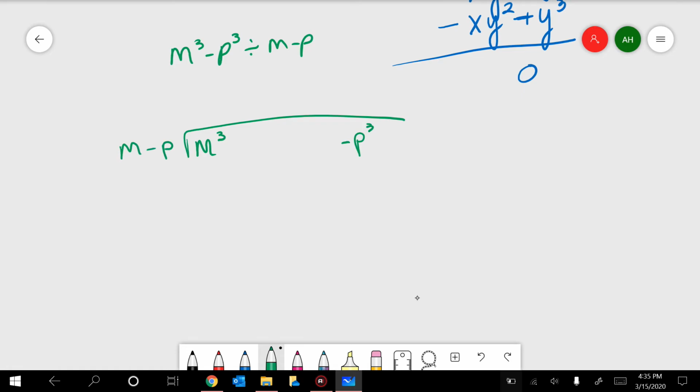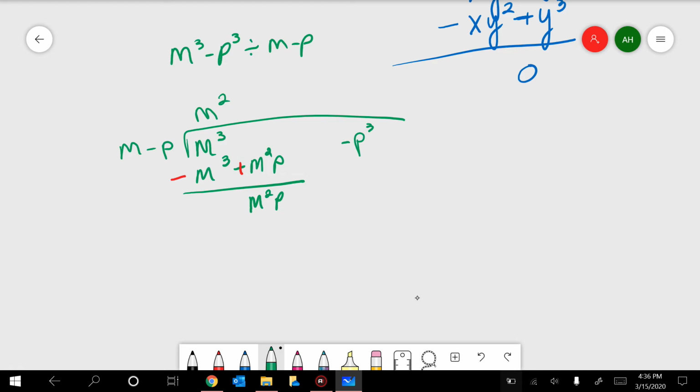M times what is m cubed? M times m squared. When I multiply those two, this is m cubed, and now this is going to be minus m squared p. These two are the same sign right now, but I'm going to go ahead and subtract them. So this is a negative and this will now become a positive because I'm subtracting them. So as I do this, I get this m squared p.